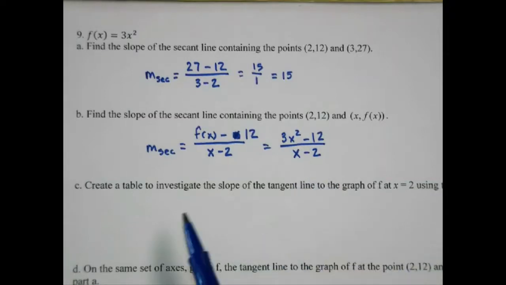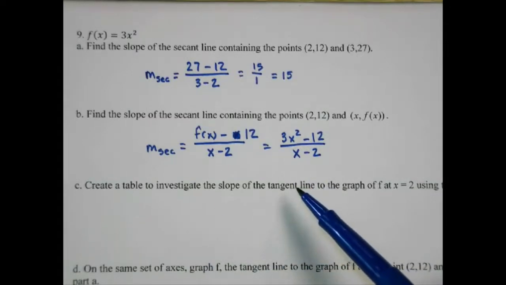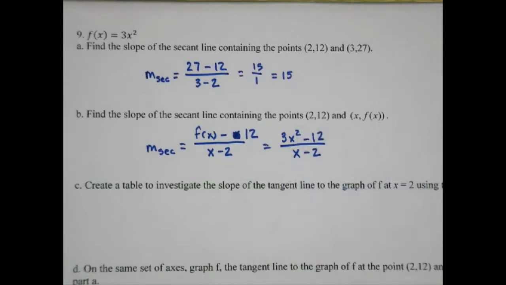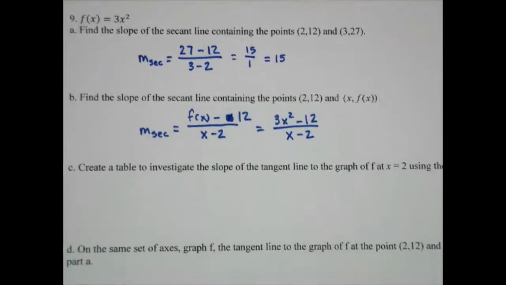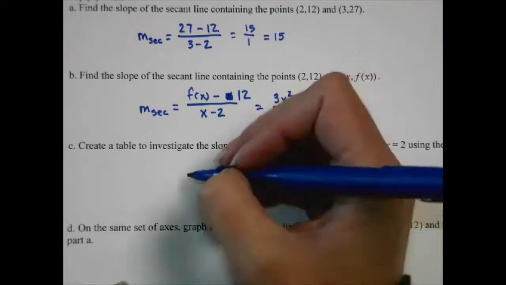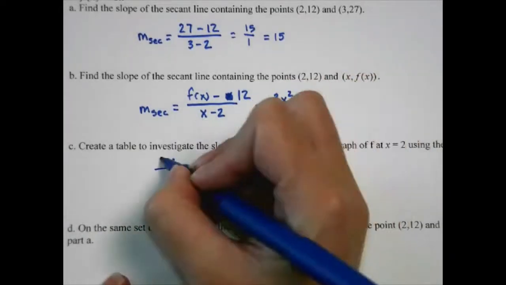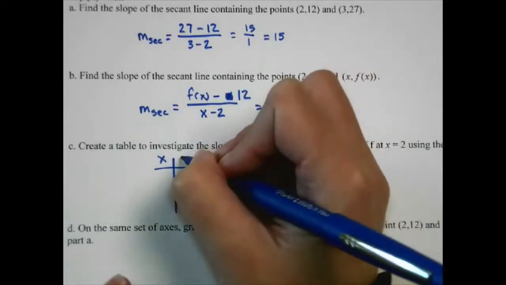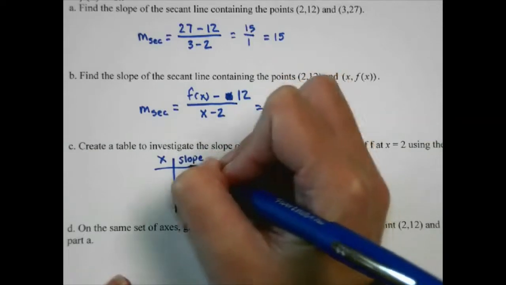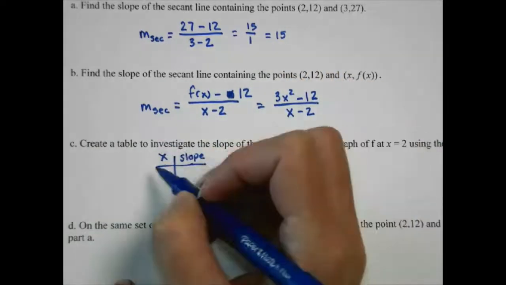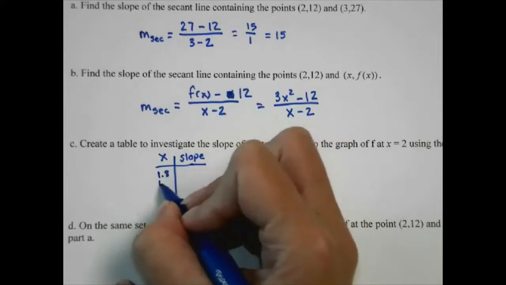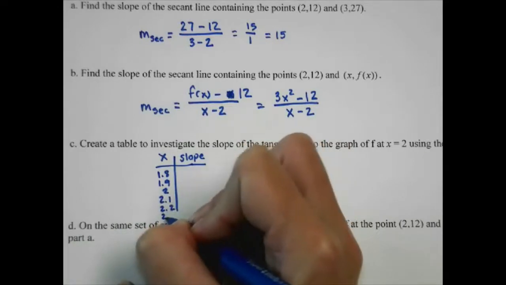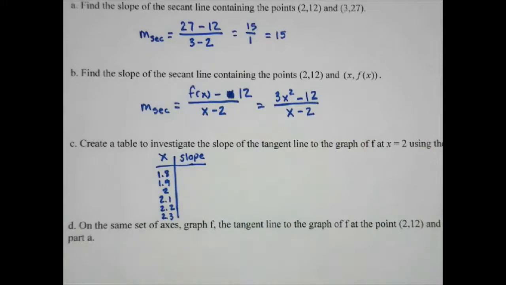Well, now we're going to look at what happens to find the slope of the tangent line at 2. So I want to get infinitely close. I want this point to be as close to this point as possible. So we're going to investigate the limit using a table. Okay, so we're going to have x and then the slope. So I'm going to do 1.8, 1.9, 2, 2.1, 2.2, 2.3, and then we'll use the calculator.